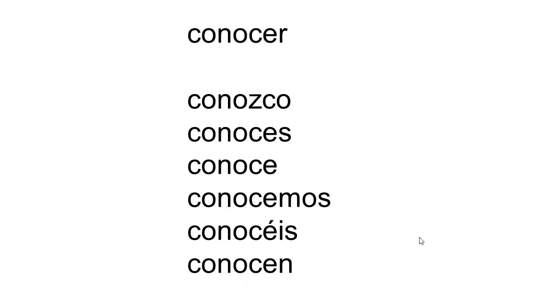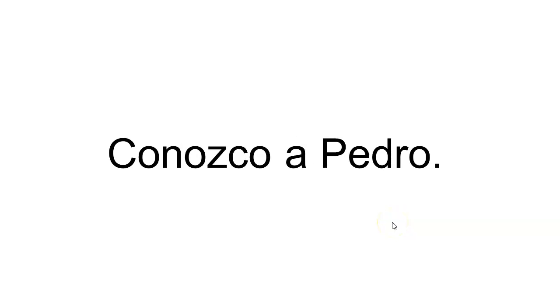Another verb that lends itself to using the a personal is the verb conocer, which means to be acquainted with or to know. So if you want to say that you know someone, well, the a personal is going to come into play. So we can start with conozco. I know. How would you say I know Pedro? Do you know Pedro? Yes, I know Pedro. In Spanish, that would be conozco a Pedro. Pedro is the direct object. It's who you know, whom you know, right?